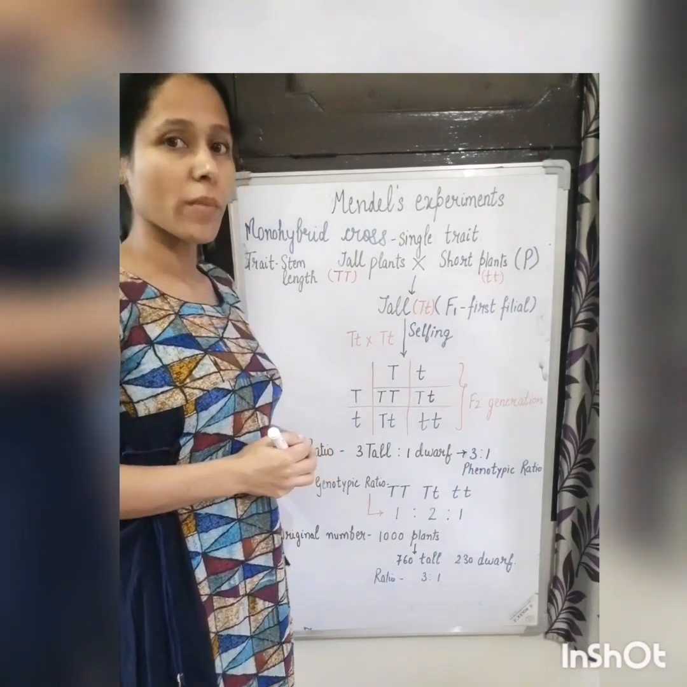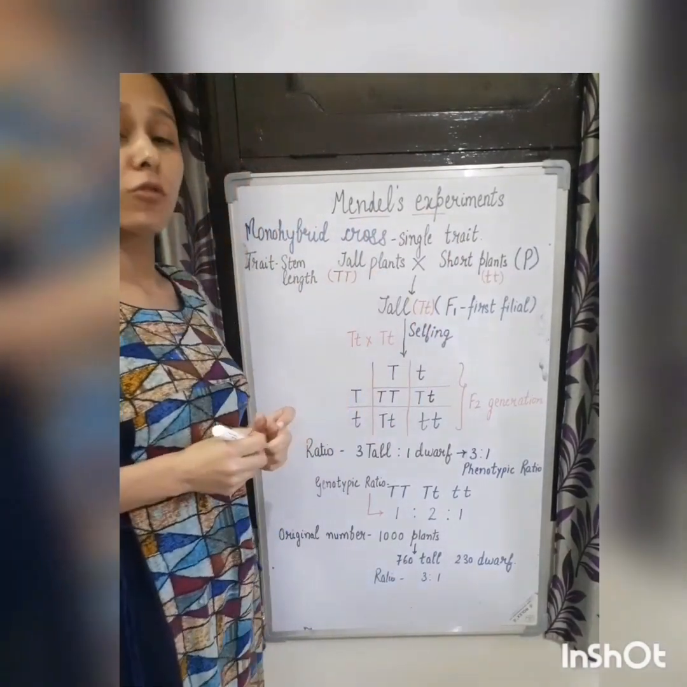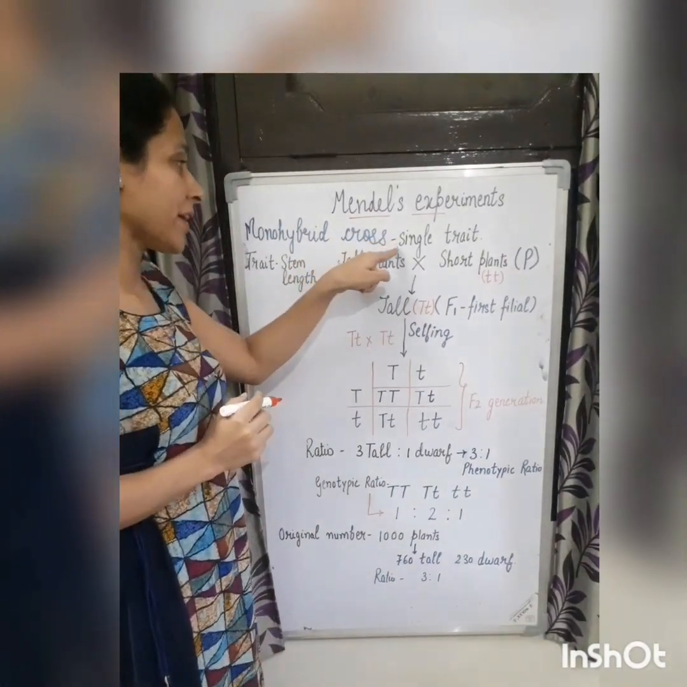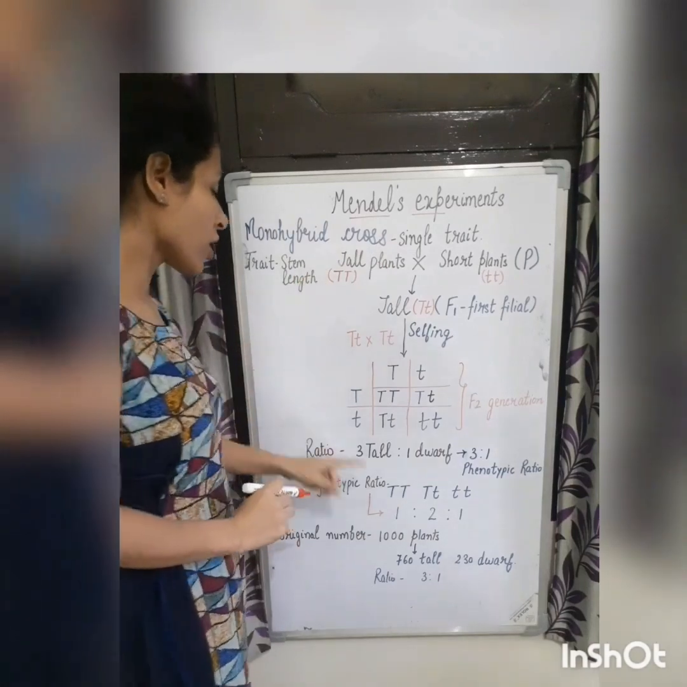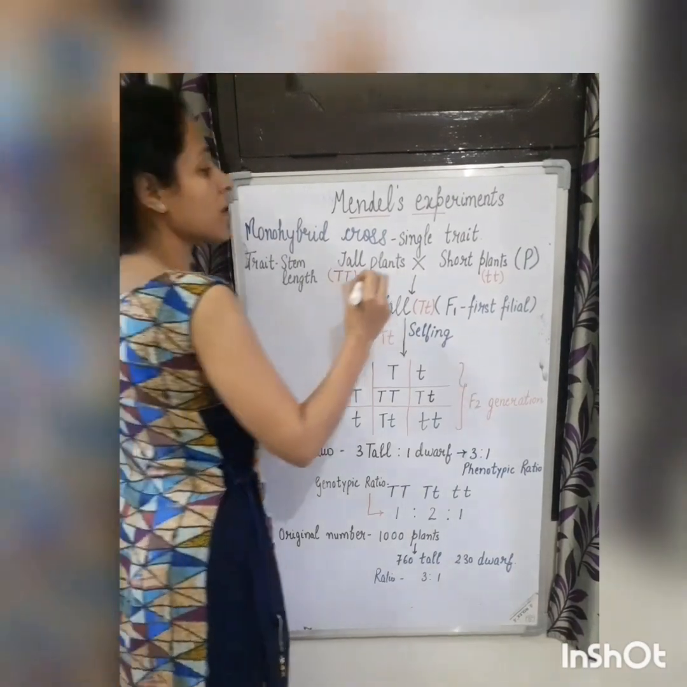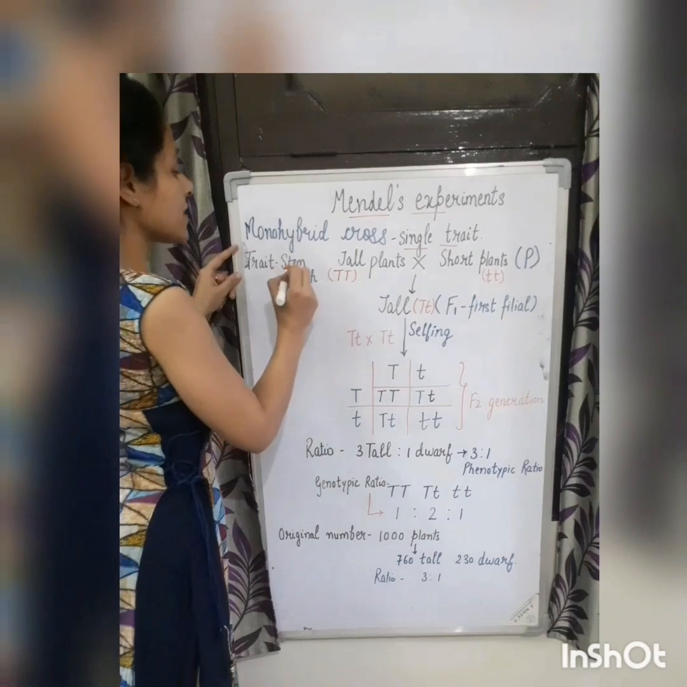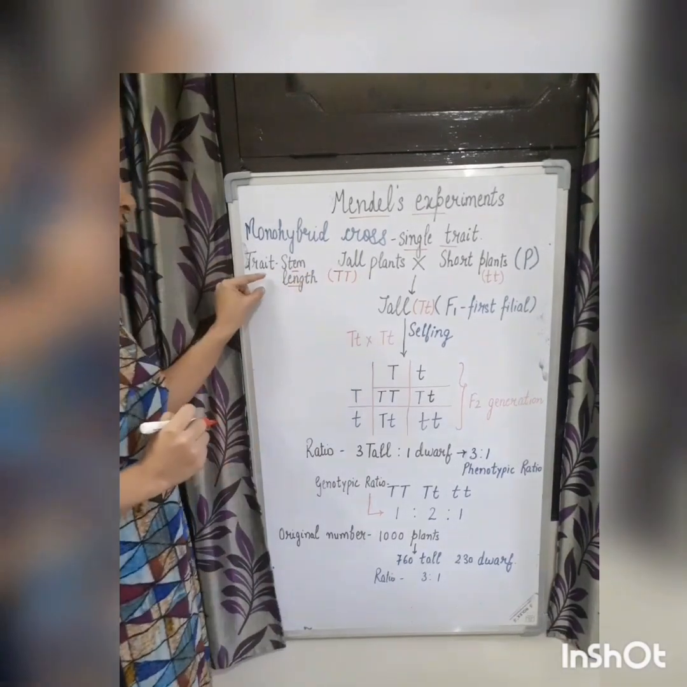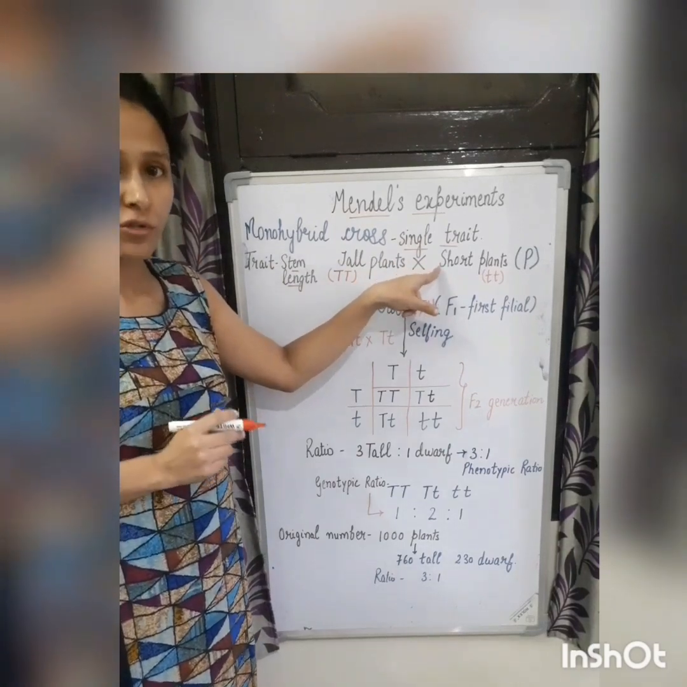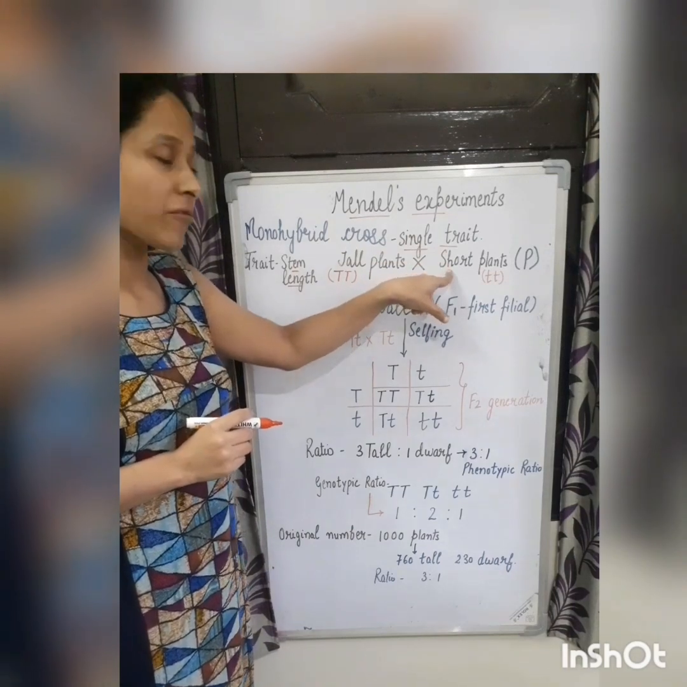Let us now understand Mendel's experiments. I told you that Mendel crossed around 29,000 plants, and for a single trait he crossed around 1000 plants. Firstly, he crossed plants for a single trait. He chose the trait stem length, that is, the length of the stem, to be tall or short. Short is also known as dwarf, so tall plants were crossed with dwarf plants.